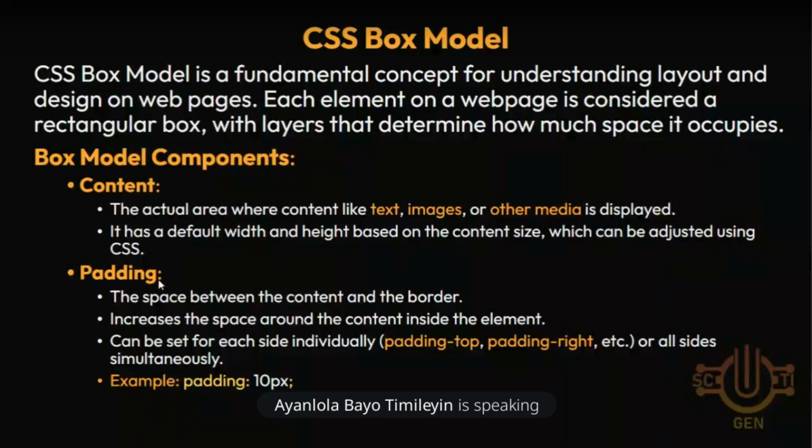Then we have padding. Padding is the space between the content and the border. It increases the space around the content inside the element, and it can be set for each side individually. So we have padding top, padding right, padding bottom, and padding left, so 4 sides actually, or all sides simultaneously. For example, you can say padding, a CSS property, 10 pixels. This example means that you are applying 10 pixels to the 4 sides of the element, that is to the top, left, bottom, and right.